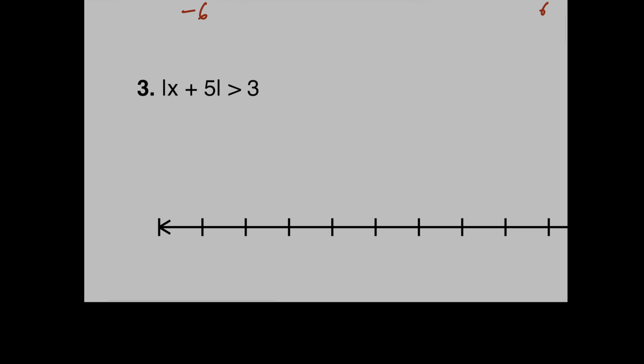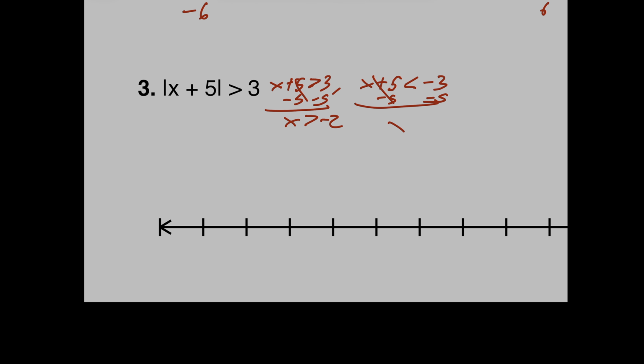Okay, number 3 shows greater than. Well, that's the outie. So x plus 5 is greater than 3, and then you write x plus 5 is less than -3. Solve it. x is greater than -2. Solve this one, and you're going to get x is less than a negative, well, it's kind of ugly, less than -8.